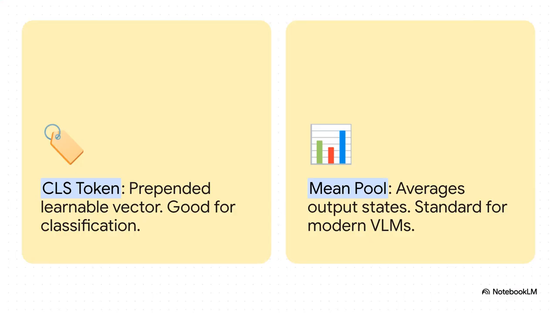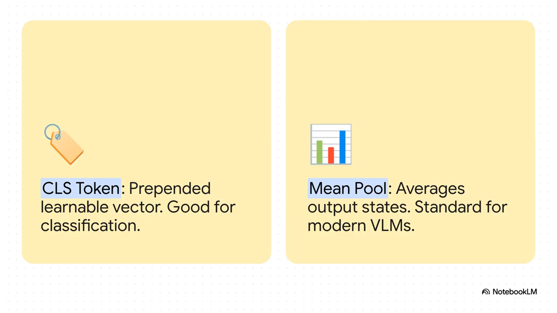We have to distill all these independent patches down into a single image-level summary. We have 2 main ways to do this. First, the classic CLS token inherited from older models like BERT. You basically just stick an extra, learnable token at the beginning of your sequence, and whatever its state is at the very end becomes your summary. It's fine for simple classification.